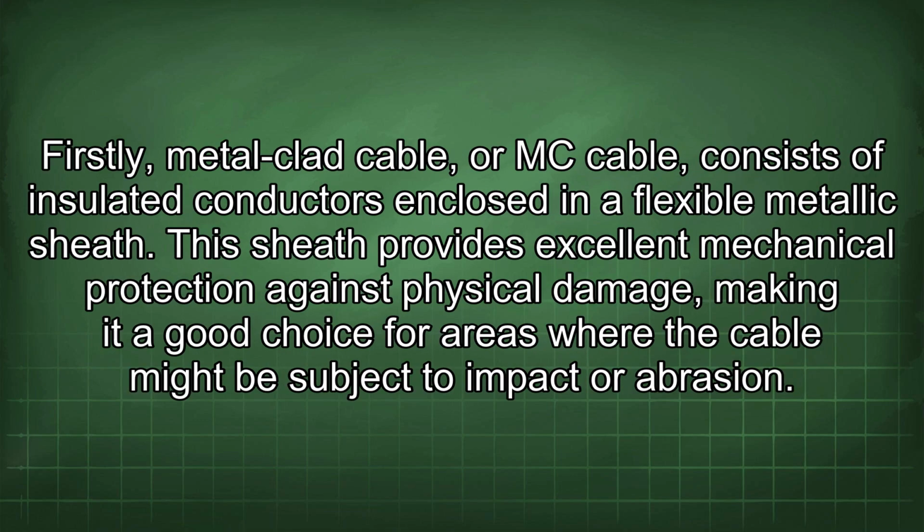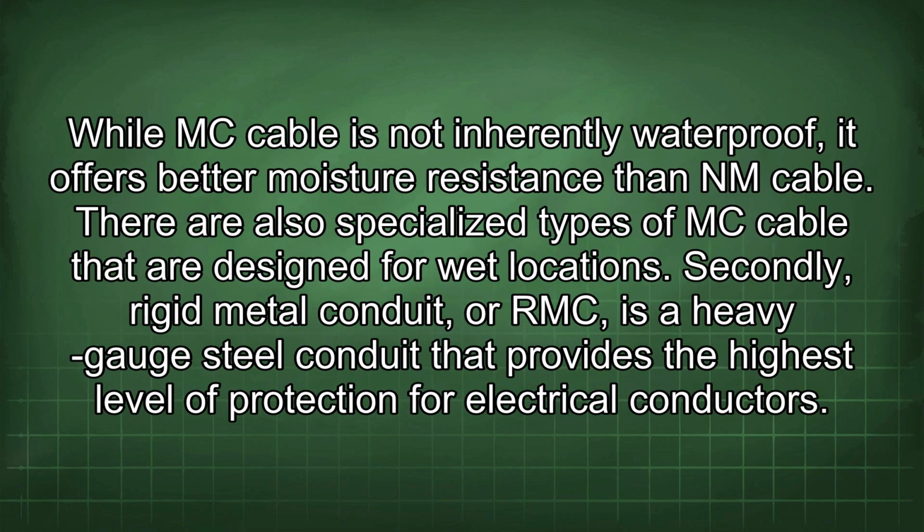Firstly, metal-clad cable, or MC cable, consists of insulated conductors enclosed in a flexible metallic sheath. This sheath provides excellent mechanical protection against physical damage, making it a good choice for areas where the cable might be subject to impact or abrasion. While MC cable is not inherently waterproof, it offers better moisture resistance than an NM cable. There are also specialized types of MC cable that are designed for wet locations.